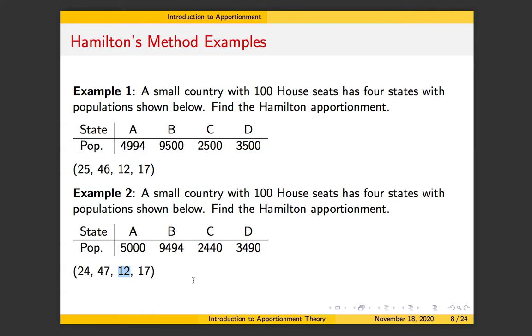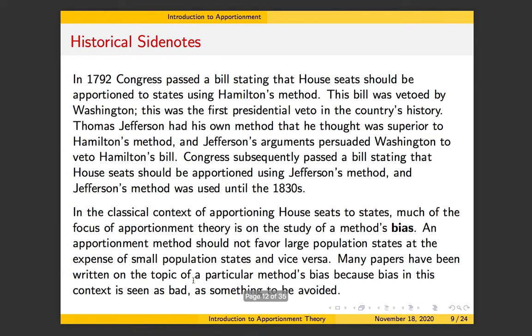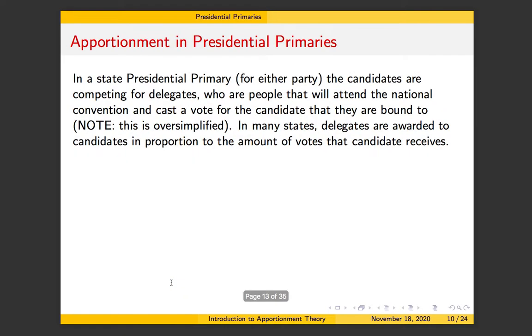Hamilton's method, to its credit, keeps things fairly proportional. It tries not to deviate too much from what the raw math says you should get. So this is worth putting in our back pocket here. So people care about bias of a method because bias in this context is seen as bad. It would be bad to say to Wyoming, screw you, you're so small. You get fewer seats now.